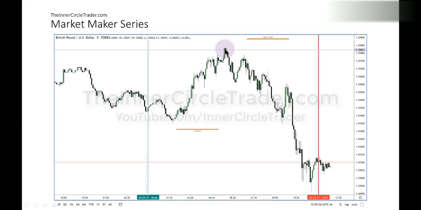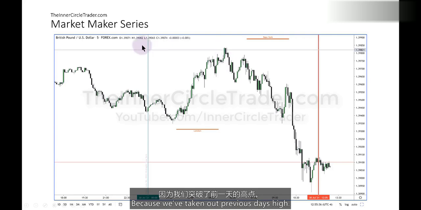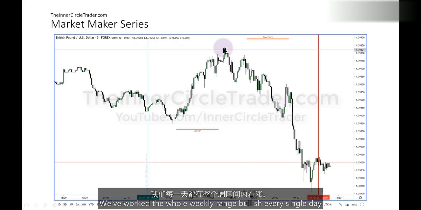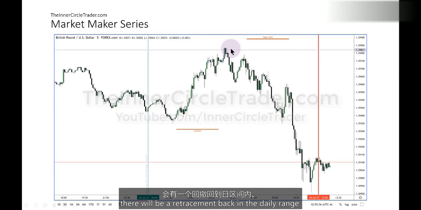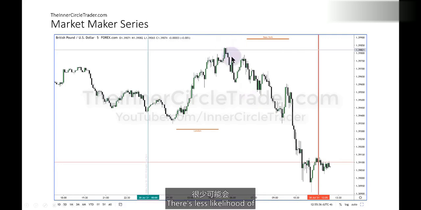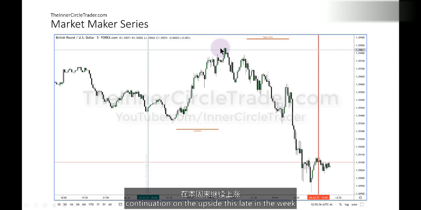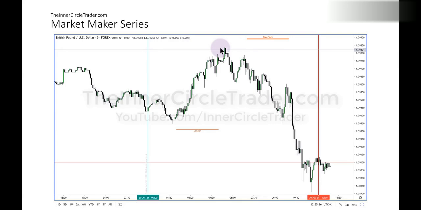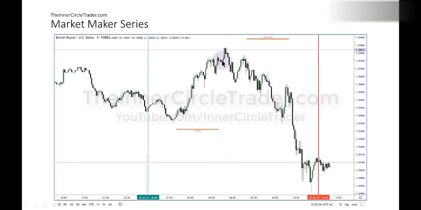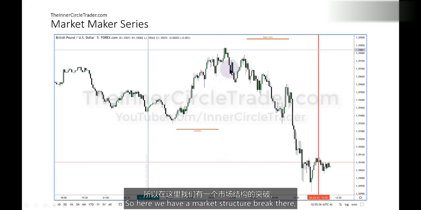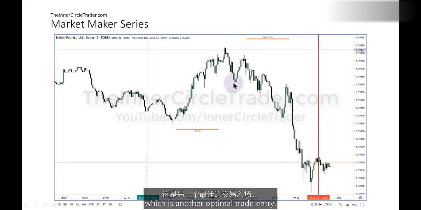Why is this a bearish order block? Because we've taken out previous day's high. We've worked the whole weekly range bullish every single day. And expectations will be a retracement back in the daily range. There's less likelihood of continuation on the upside this late in the week after it's gone so far above our objective, which was down here. So here we have a market structure break there, rally back up into bearish order block, which is another optimal trade entry.